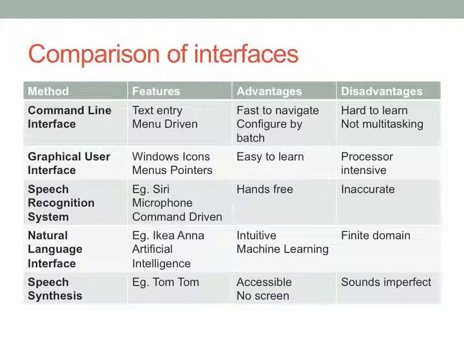The disadvantage is that Ask Anna has quite a finite domain. She's only really intelligent about things that are to do with IKEA. If you ask her the meaning of life and everything, I doubt that she'll have a sufficient answer.